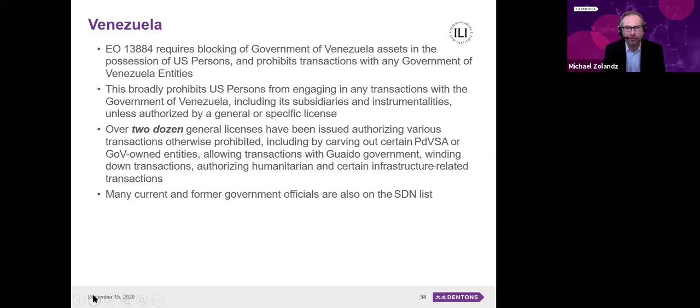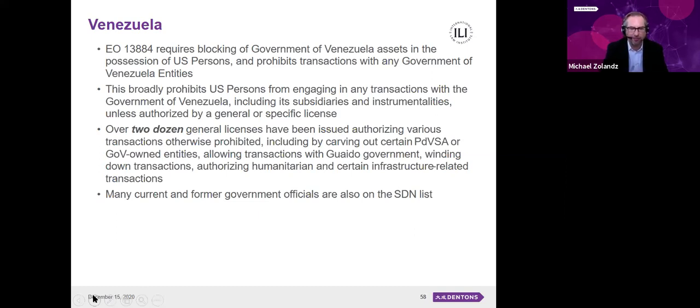This is just a basic summary of what has been designated under the Venezuela program. Just a reminder that the government of Venezuela is literally every aspect of the Venezuelan government. Any sub-agencies, any government-controlled companies, of which there are many, and as a consequence of this broad and sweeping designation, OFAC has had to issue more than 24 general licenses to allow for certain commercial activities to occur.